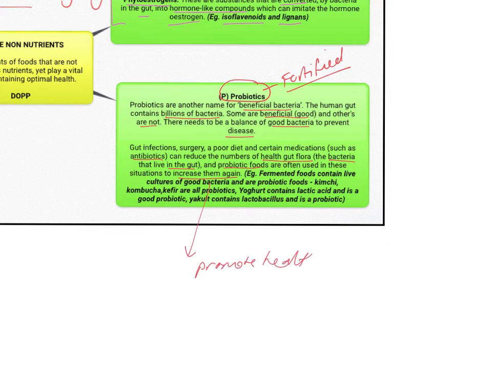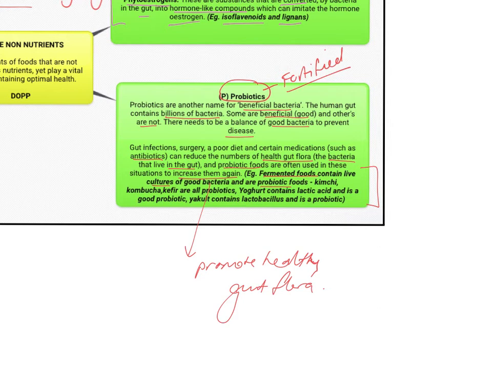Now, having a look at some specific food examples. Foods that contain probiotics include fermented foods. Now, fermented foods are foods that contain live cultures of good bacteria, and they are good sources of probiotics.